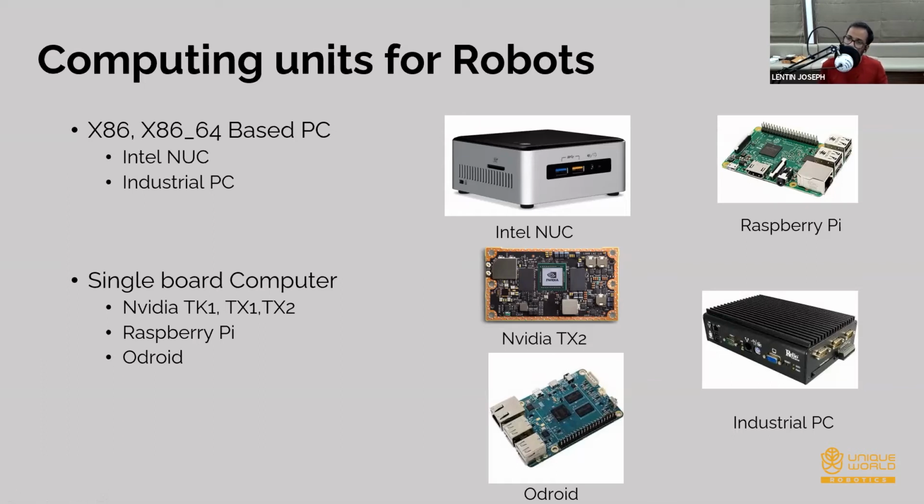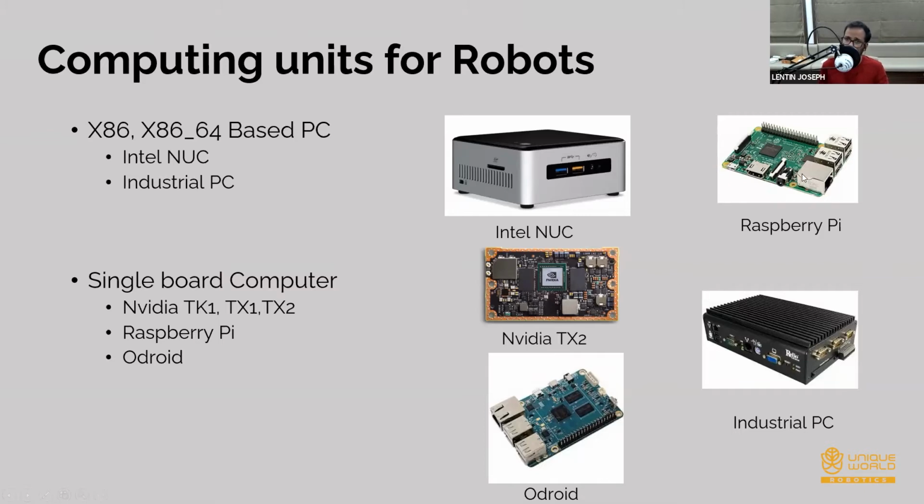This is a very commonly used SBC, and if you need more power, then I would suggest NVIDIA TX2, Jetson Nano, or Xavier. So these are the boards that we can use in the robot. Also, the thing about the Raspberry Pi and NVIDIA boards is that they are ARM-based processors.